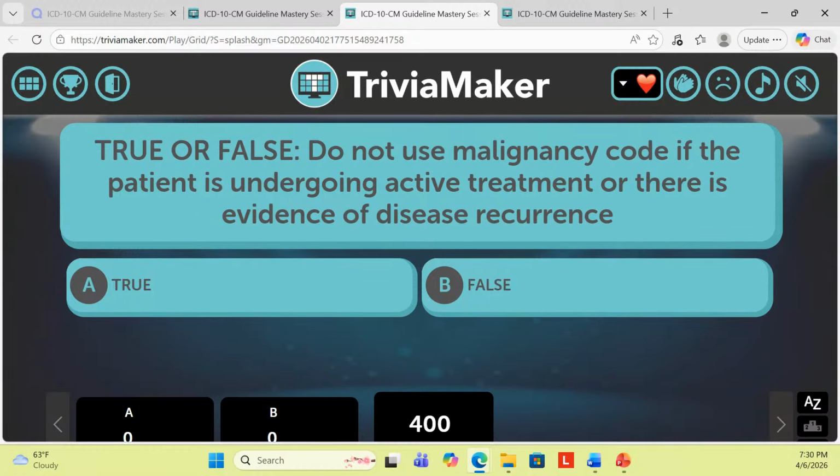All right. We have a little split here. This is going to be false. Again, if you go to the MCG manual and look at the specific code, it says to retain the current malignancy code if the patient is undergoing active treatment or if there is evidence of disease recurrence. So we are going to retain the current malignancy code. We're not just going to not use a malignancy code at all. So that's okay.